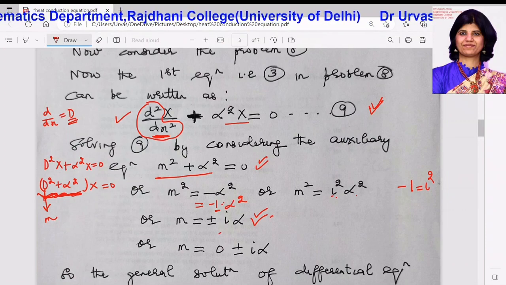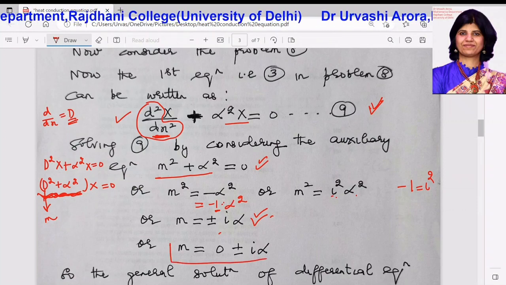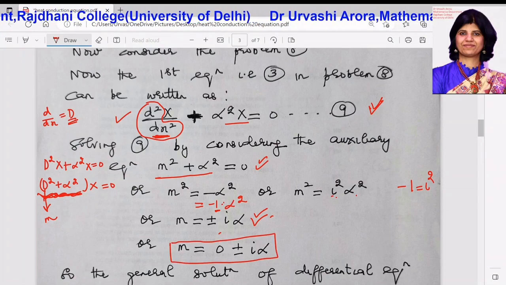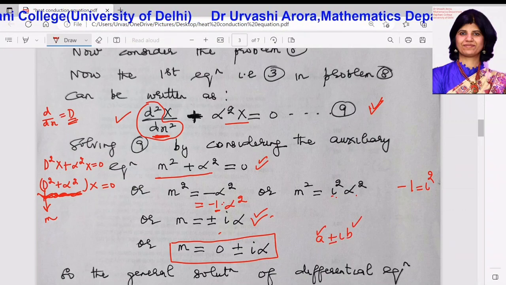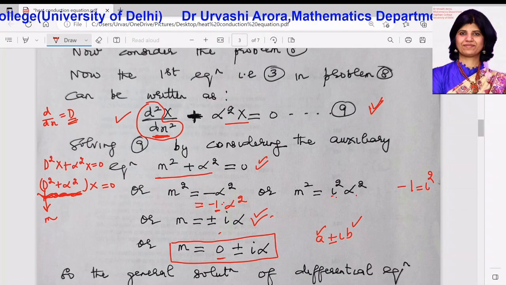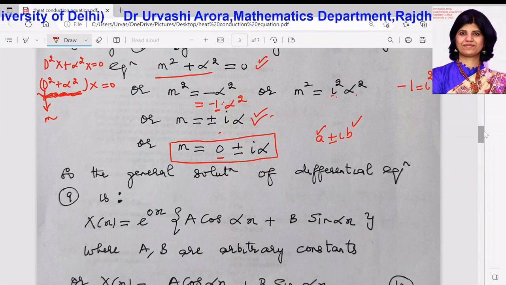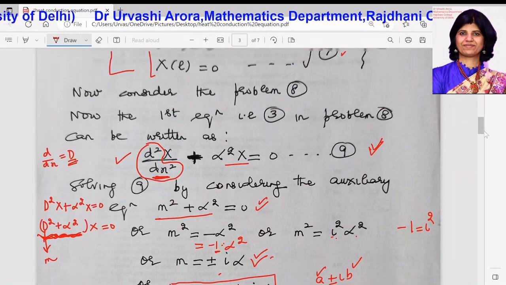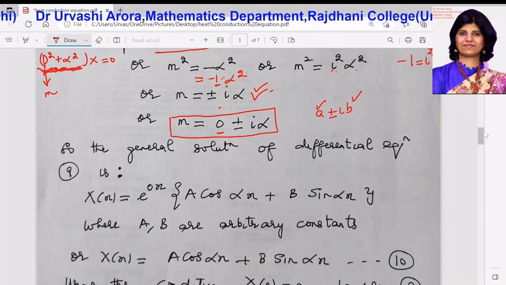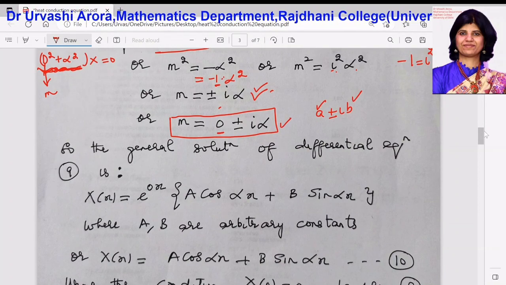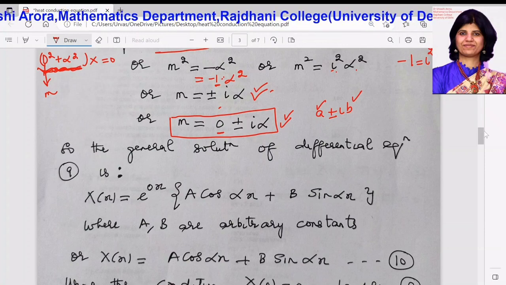So we are getting complex values, or complex conjugates, and now m can be written as 0 plus or minus i alpha, in the form of a proper complex number a plus or minus ib, where a is the real part and b is the imaginary part. So the general solution of the differential equation that we were trying to solve: because there are two values of m that we have obtained, correspondingly in the general solution there will be two parts.